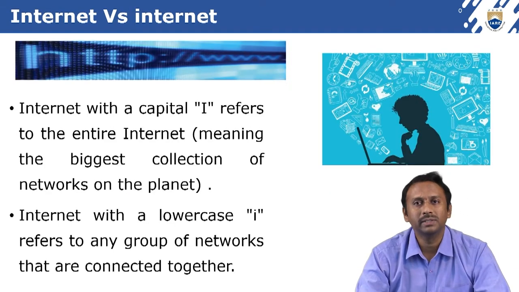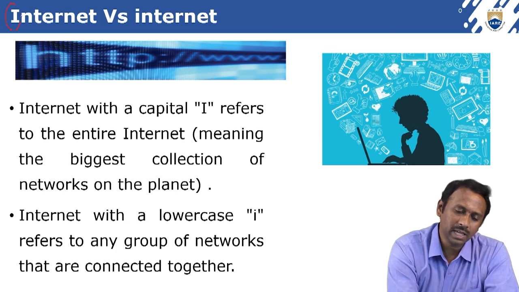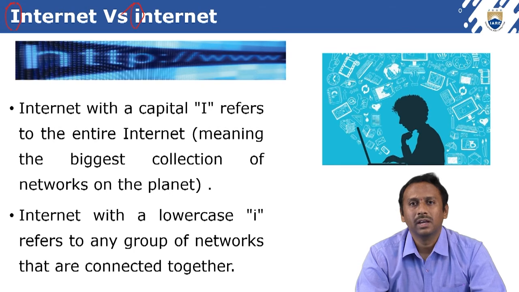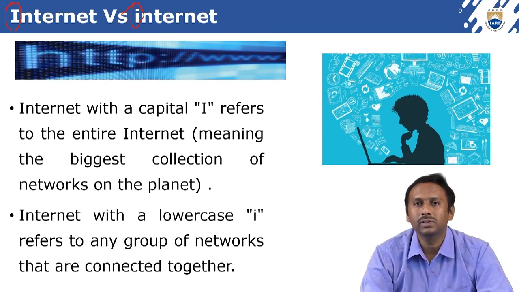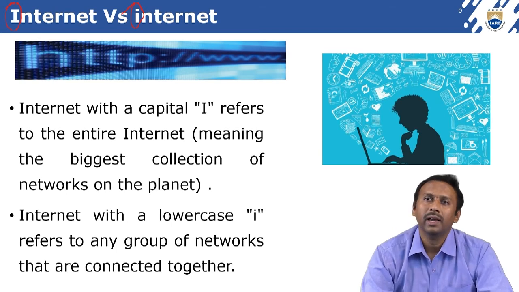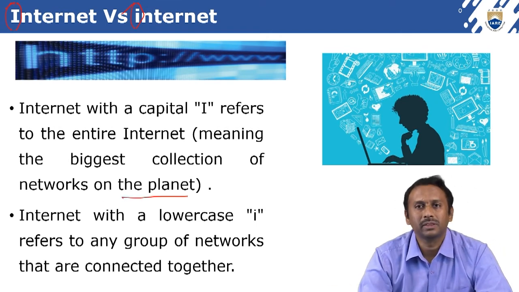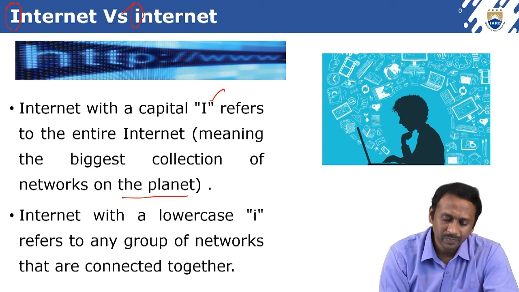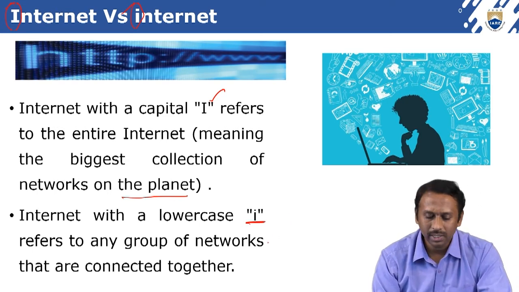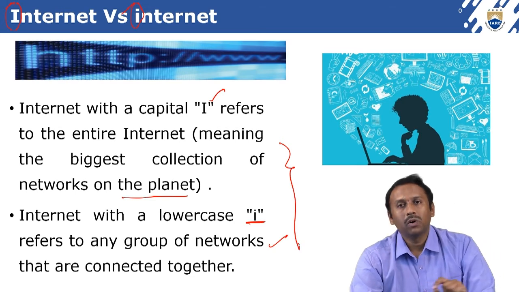And a very important question here: what is the difference between Internet and internet? Both are the same, but the spelling is a capital I and a small i. What is the difference? Everybody uses the terminology internet. Then what is Internet? If the spelling starts with a capital I, that is Internet with a capital I, it refers to the entire Internet, meaning the biggest collection of networks on the planet. If it is a small i internet, internet with lowercase refers to any group of networks that are connected together. Any group of networks.